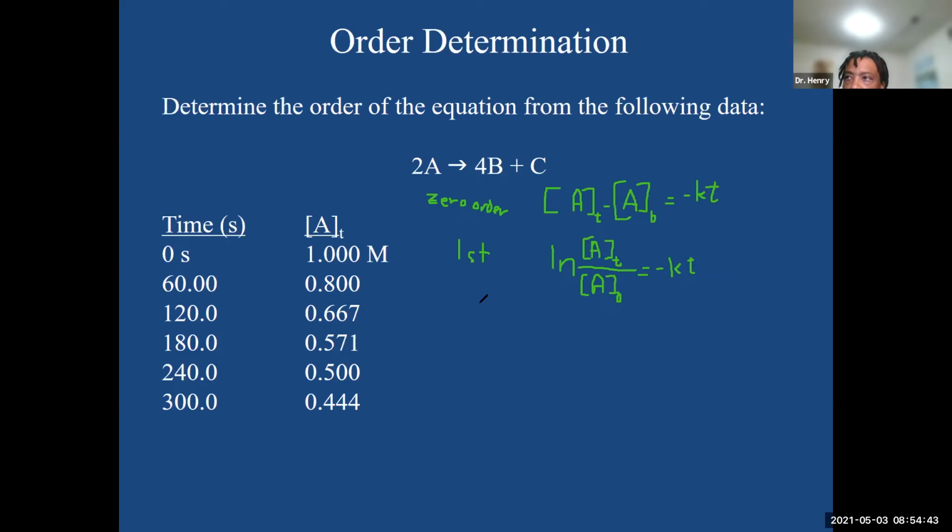Then our next one is going to be a second order reaction, where we get 1 over A_t minus 1 over A naught is going to equal minus kt. Okay, so those are your three possibilities, right?